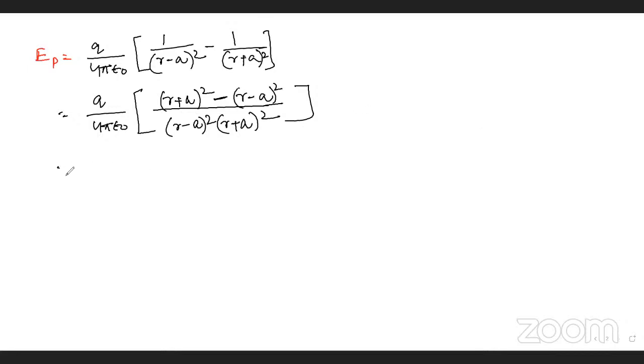So now if I simplify further, what will I get? Q upon 4π epsilon naught. In the numerator, (r plus a) whole square minus (r minus a) whole square. It's like (a plus b) whole square minus (a minus b) whole square. What is that?